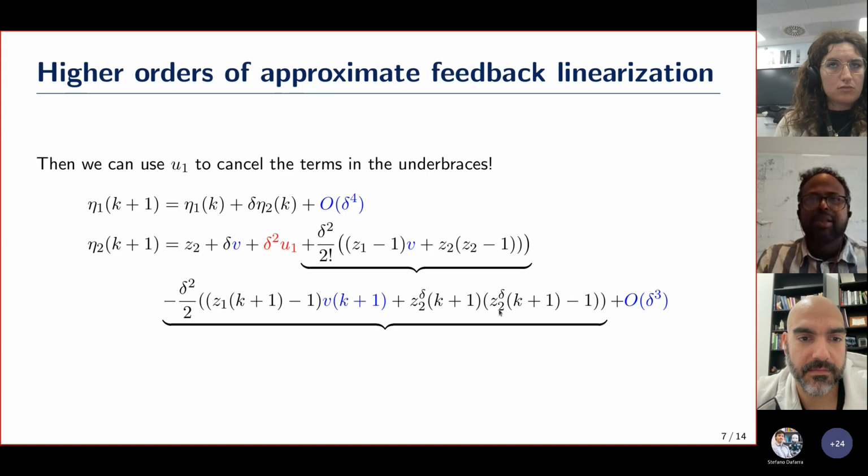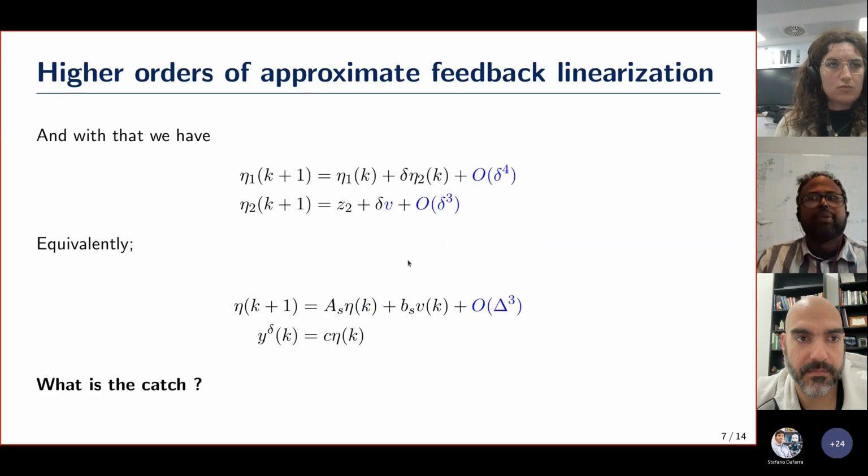What is the catch to this? Notice that one of the terms that you need to cancel depends on a prediction of the external linear control. So this is the only catch in this part. Okay. So now we can do this also for delta^4 or delta^i larger than or equal to 5, to whatever term, by just repeatedly adding successive coordinate changes and corrective feedback terms.